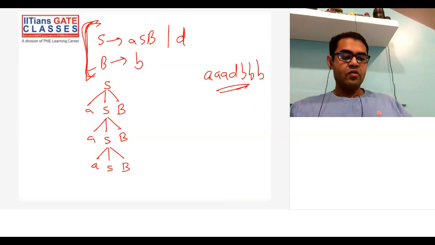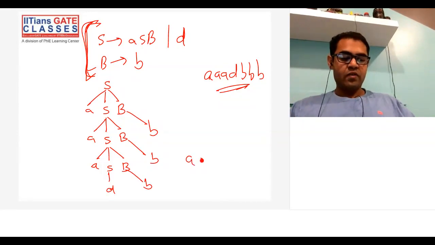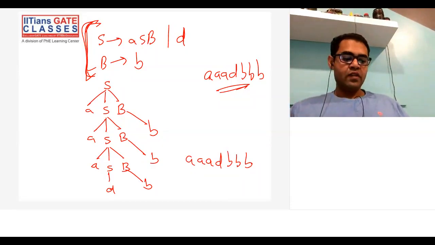Now I have to use some other production. I have three A's, so for this S, I'll use the other production, which is S derives D. So this is B, this is B, and this is B. Now what do I mean by a reduction? Reduction means you started from ADBBB, and you have to reduce and create the parse tree in the reverse order. So the first reduction will be that I reduce my D to S.